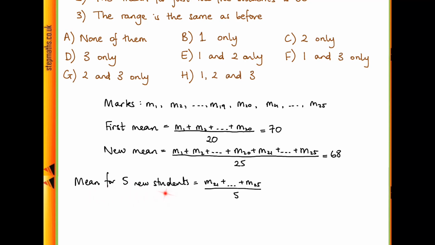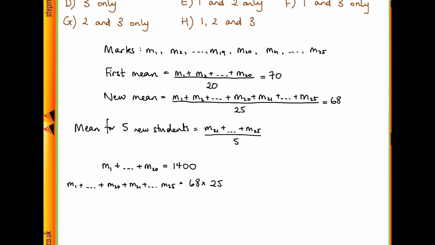So to work out this mean, we just need to know the sum of M21 up to M25, and for that we can use these. If I multiply the first one by 20 and multiply the second one by 25, then the sum from M1 up to M20 is going to be 70 times 20, so 1,400. And the sum from M1 all the way up to M25 is going to be 68 times 25. The easiest way to do this is to divide 68 by 4, so that's 17. Then multiply 25 by 4, so that's 100. So 68 times 25 is the same as 17 times 100, so 1700.